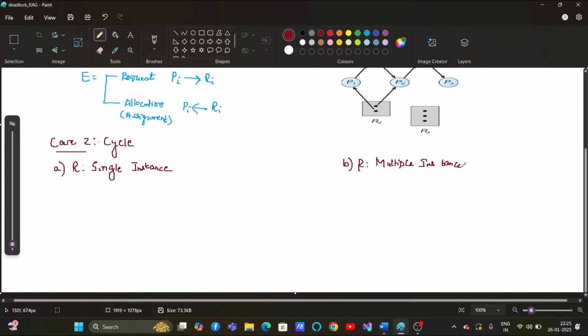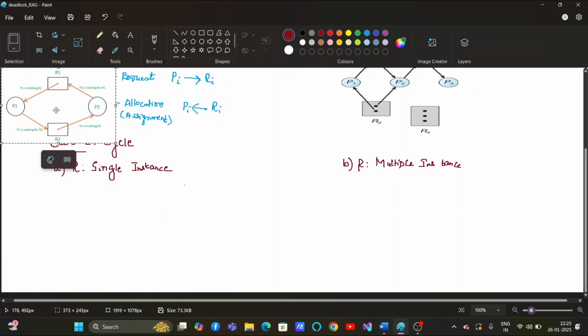Let us see resources of single instance. A resource of single instance is nothing but our system will be having only one resource, got it? And that resource will be assigned to the requested process.